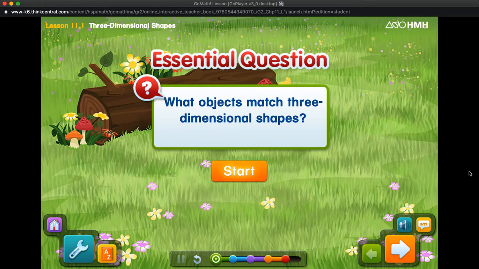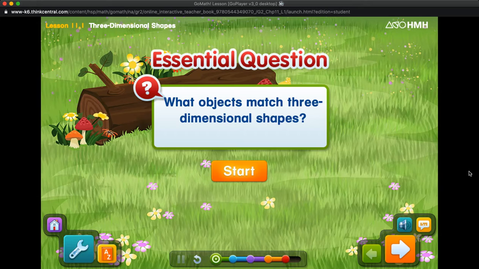Today, we're going to be starting a new unit on geometry, which is learning about different types of shapes and angles. And we're going to start our unit by doing lesson 11.1, which is called three-dimensional shapes. So, in this lesson, we're going to actually learn what three-dimensional shapes are and some examples of three-dimensional shapes, and also some examples of real life objects that would be considered certain three dimensional shapes.